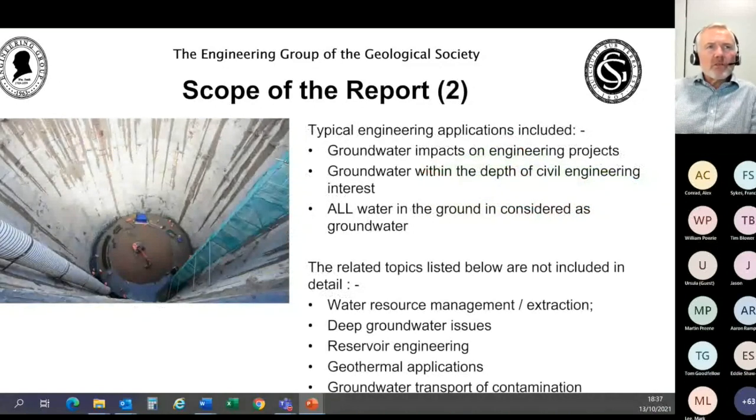So, typical engineering applications included in the report are the groundwater impacts on, e.g., tunnels or landslides. And the area of interest is that area which is less than 100 metres below ground surface. For the purpose of this publication, all water in the ground that's below the surface is considered as groundwater. Related topics listed below are mentioned, but not in significant detail: water resource management extraction, deep groundwater issues, reservoir engineering, geothermal, and groundwater transport of contamination.